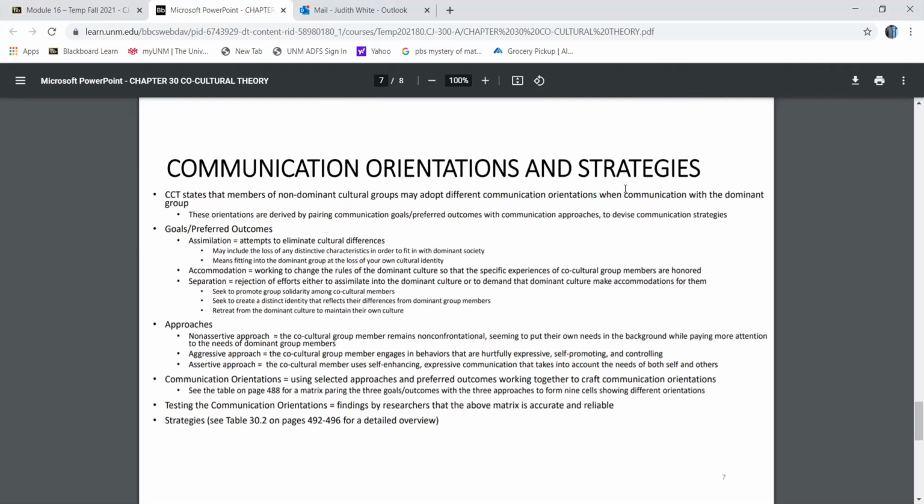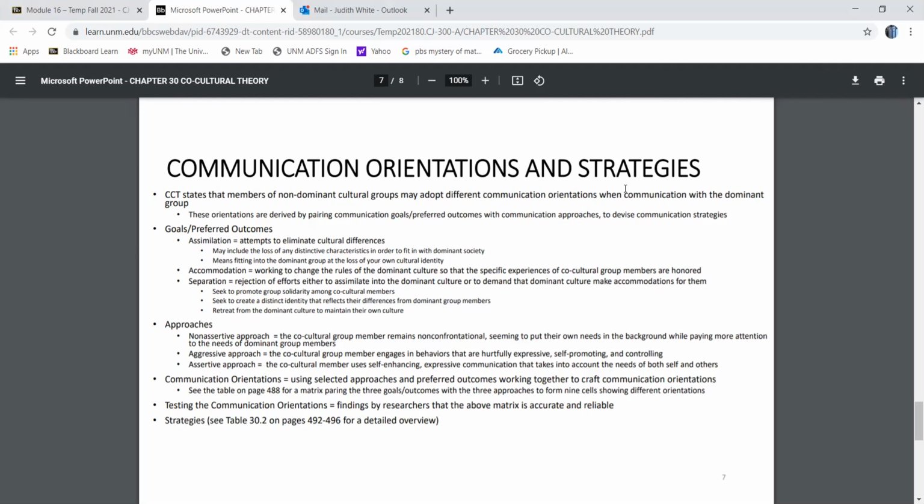An aggressive approach, these are active behaviors which might be hurtfully expressive to the dominant group. They might try to control the communicative action. Or the assertive approach, where they use self-enhancing expressive communication that also takes into account the needs of others.